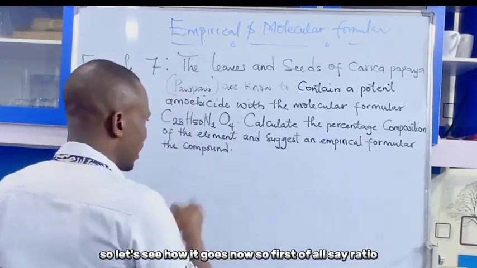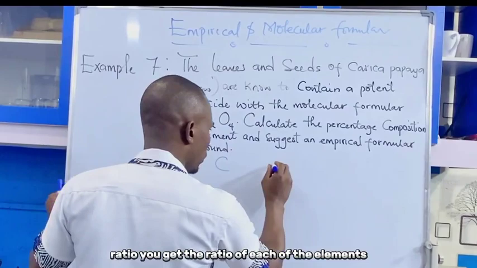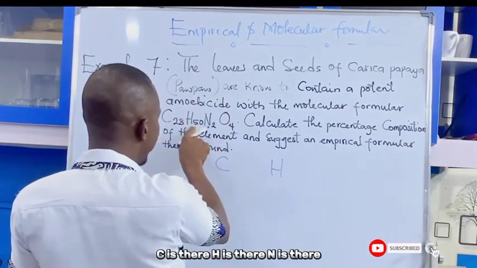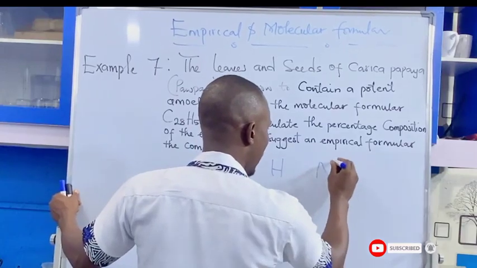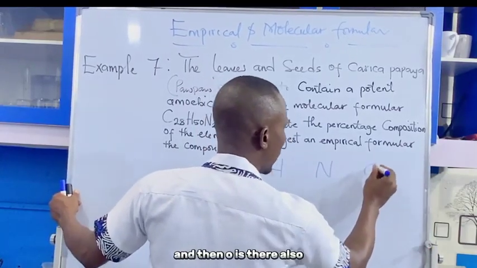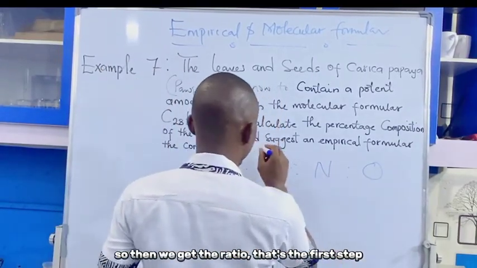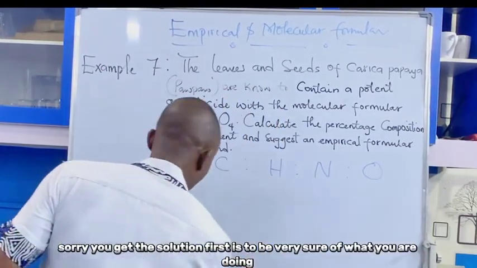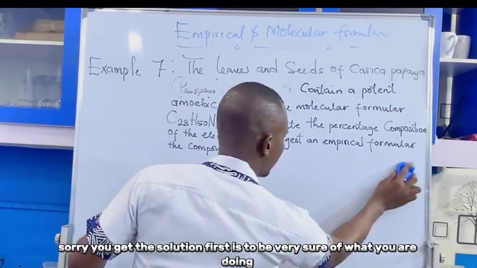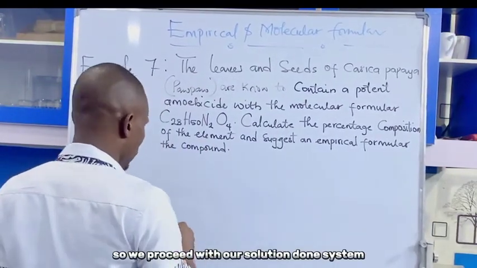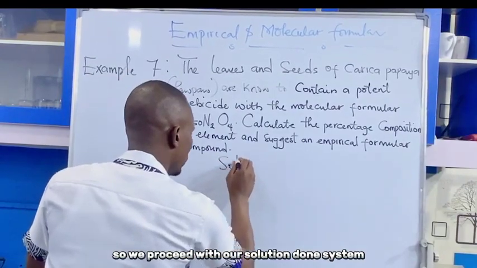So, first of all, we said ratio. You get the ratio of each of the elements. C is there, H is there, N is there, and then O, oxygen. So we get the ratio. That's the first step. So, sorry, get the solution first. Let's be very sure what we're doing. So we proceed. Get our solution done.